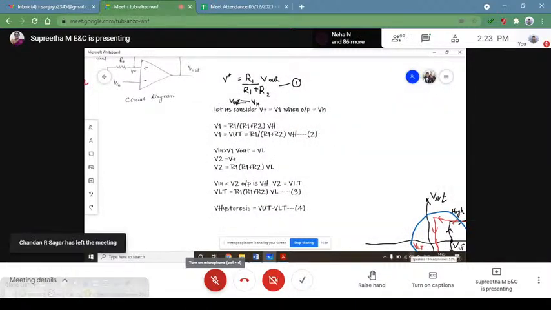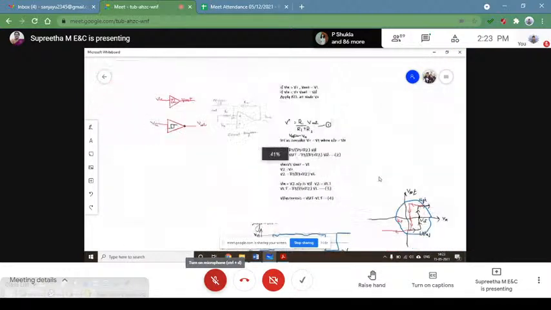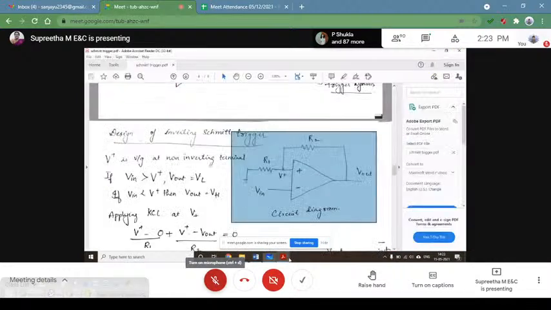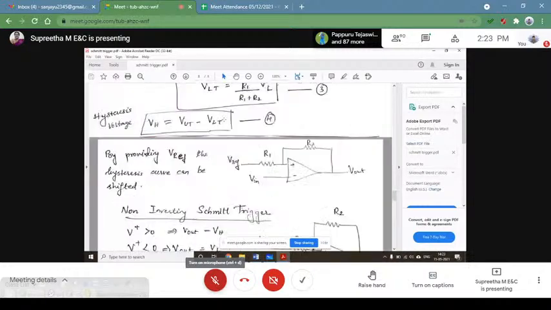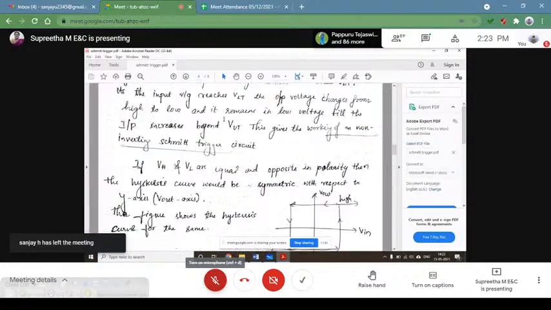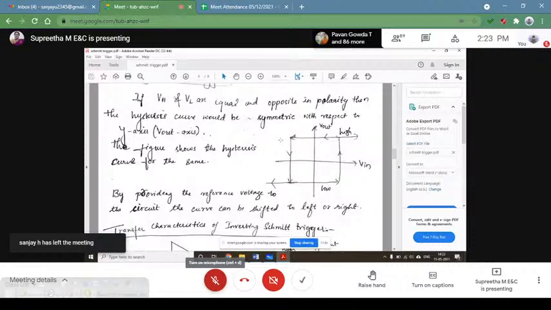By providing a reference voltage, I can shift this symmetric circuit, or I can say the hysteresis loop, which is symmetric around both x and y axis. So something like this. So by providing an additional reference voltage, this symmetric hysteresis loop can be shifted towards right or left. Okay? Any doubts?